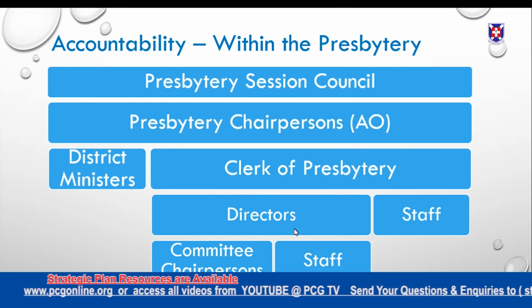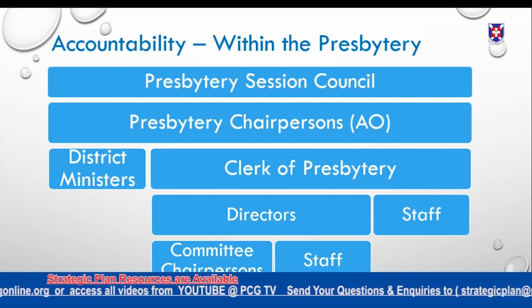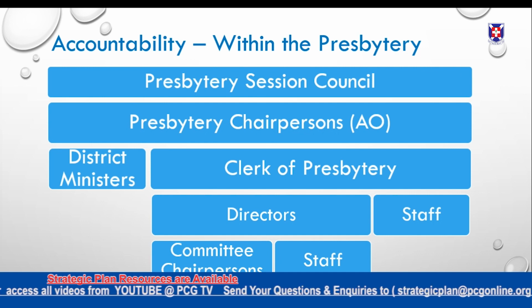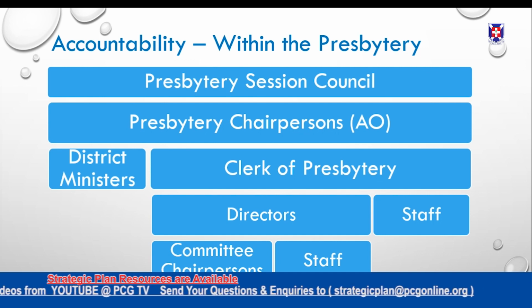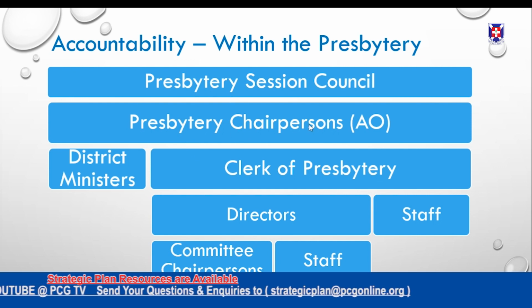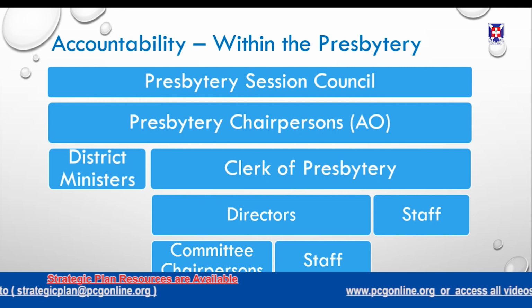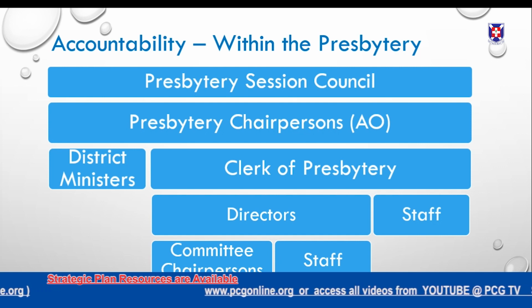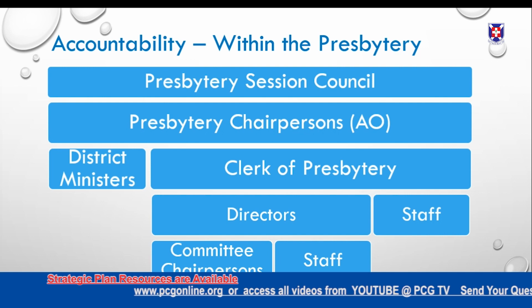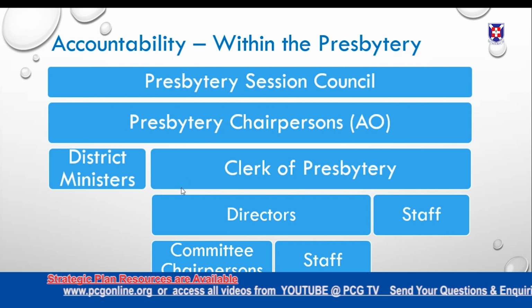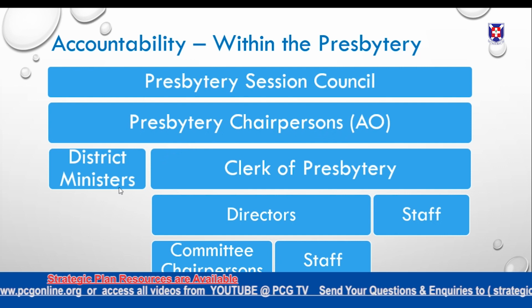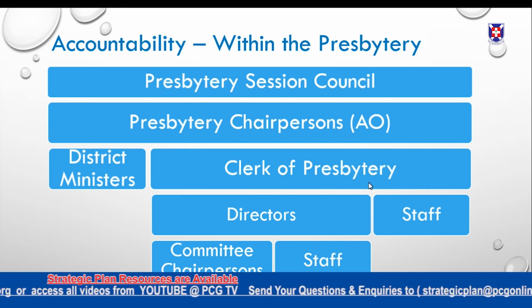Now, when the accountable officer goes into his own court, you also have to create the same system within the court. For instance, in the Presbytery, the Presbytery chairperson is accountable to the Presbytery Council within the Presbytery. So he has two accountabilities. One, to the higher court, which he exercises through the clerk of General Assembly. And in this case, his accountability within the Presbytery is with the Presbytery Council, Session Council. And he supervises the work of the district ministers and the clerk of Presbytery.